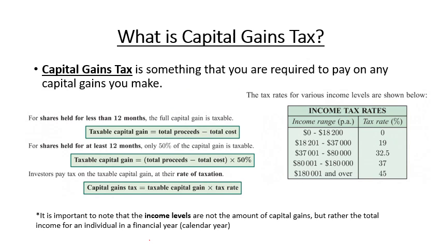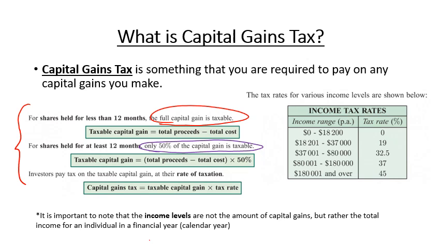Important to note that on any capital gains, you need to pay tax. You're required to pay it on anything you make, but there are a few different rules depending on how long you've had the shares. If you've had them for less than a year, you need to pay the full capital gains. If you've had them for at least 12 months, then you only have to pay 50% on the capital gains.